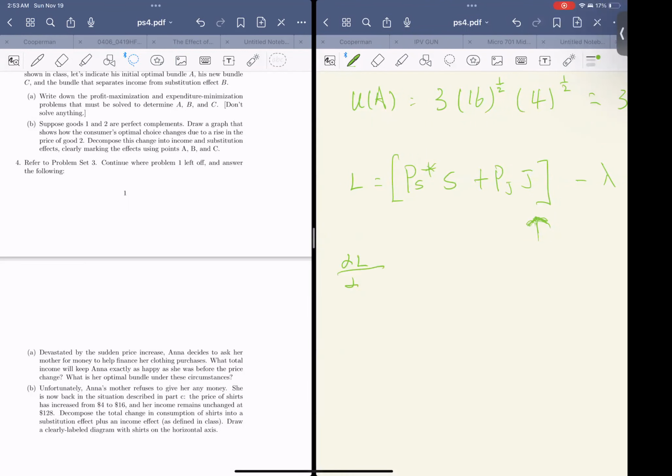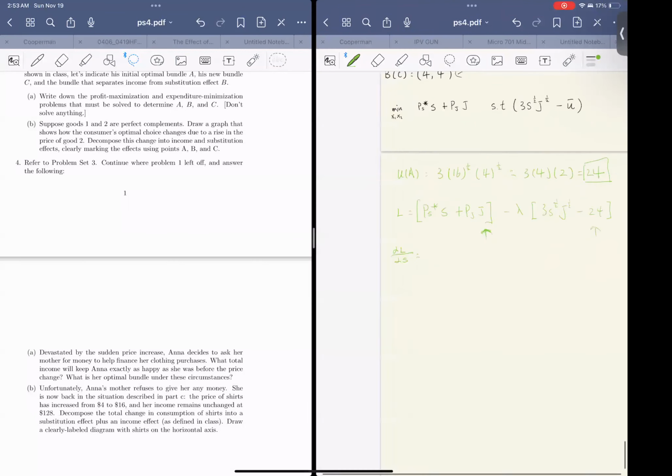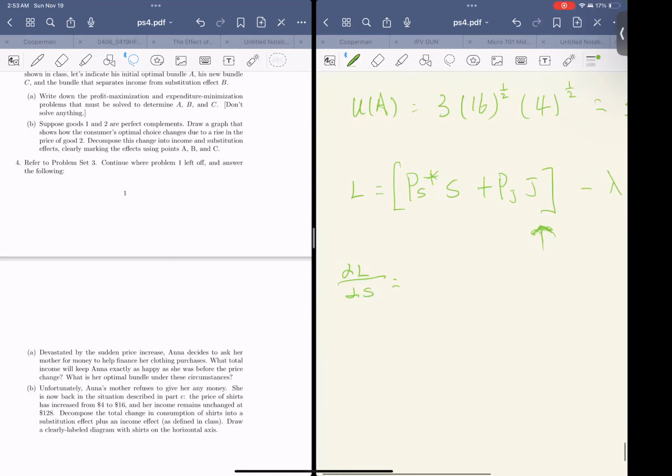And then we're just trying to do the whole Lagrange again, and then you will find the optimum bundle point of jeans and shirts. And then you can use that to find your income level. Okay. So let me just do that really quick.